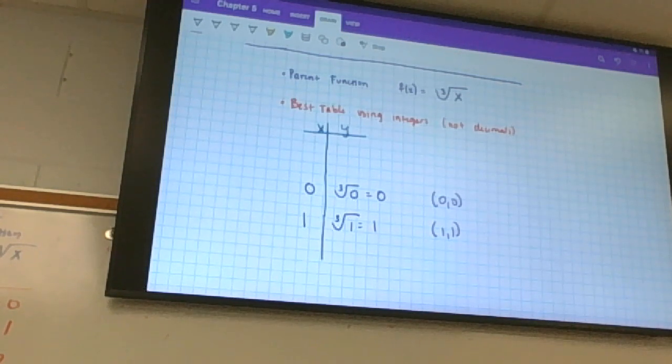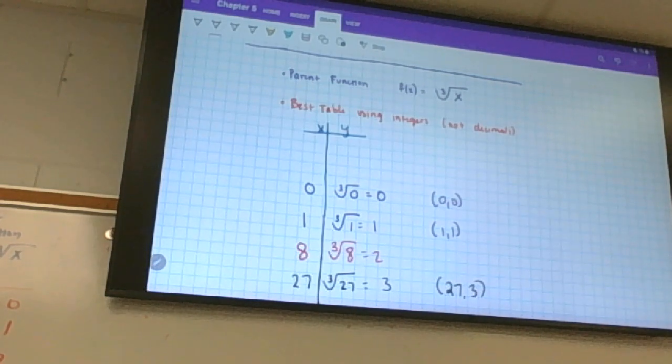Jake, you got it? 27. Ooh, 27 cube roots. 27 is a really high number. So what's the cube root of 27? 3. So we can graph 27 comma 3. We're in it. That's a big clue. Can anybody come up with another one? 8. We're really in it now. The cube root of 8 is 2.